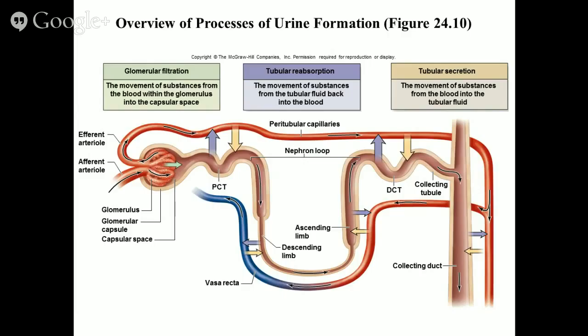So we see glucose, amino acids, sodium, calcium, chloride ions, enzymes, hormones. All that stuff gets pulled out at the glomerular capsule, or what some people call the Bowman's capsule, or the renal capsule, whichever name you want to use. They get pulled out at this point.